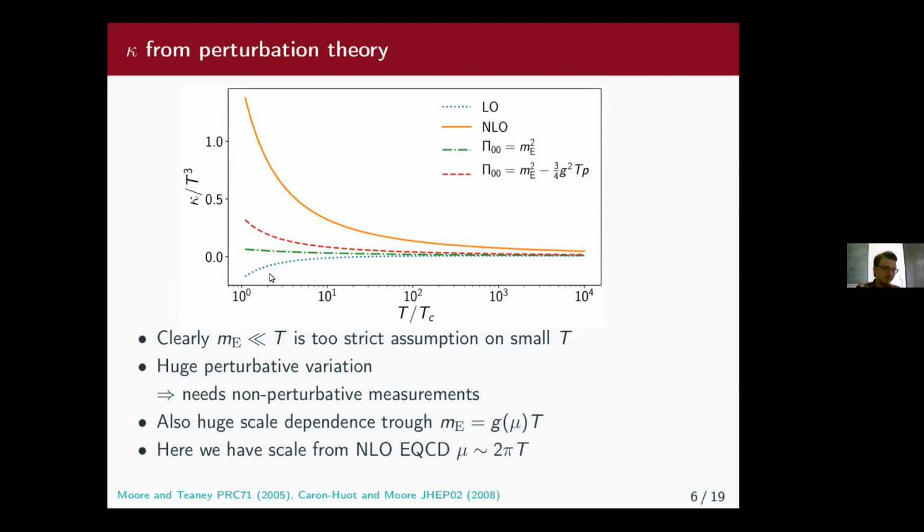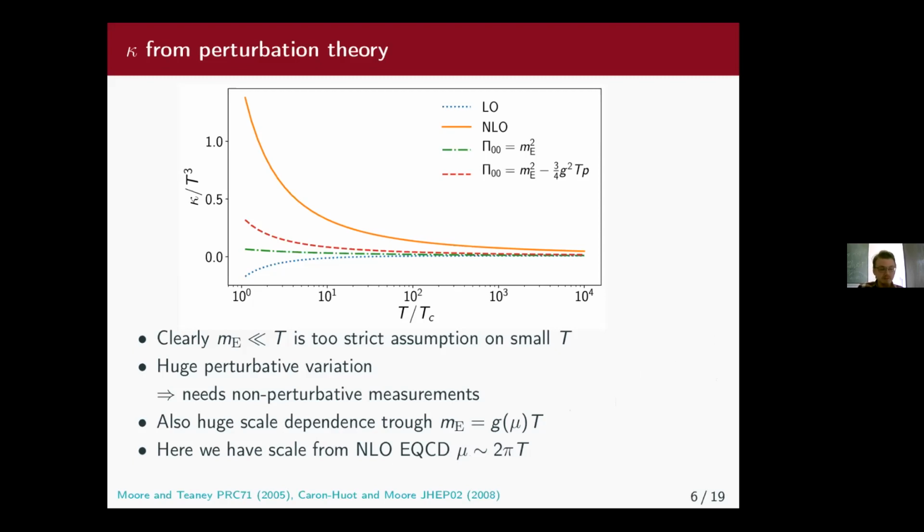This can of course be fixed by expanding the Coulomb self-energy to higher order or going to next-to-leading order, then you get a positive kappa, but with huge variation. There is also a big dependence on the scale. The scale dependence enters through the Debye mass, and here we just assume the next-to-leading order EQCD result for the scale, and then later we will inspect what happens if we vary the scale by a factor of 2 and use that for systematic error bars.